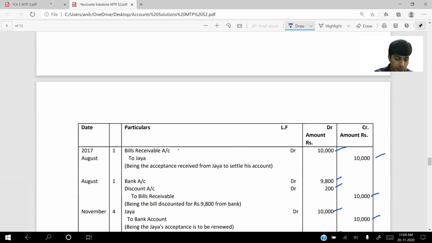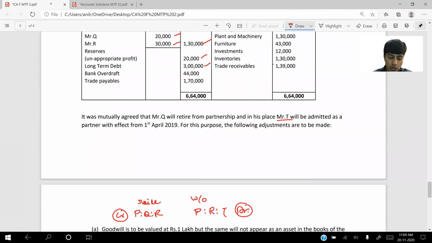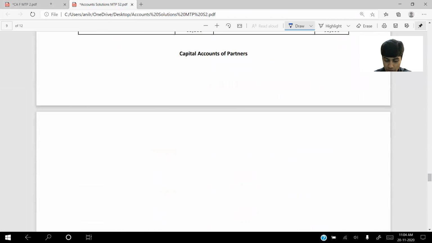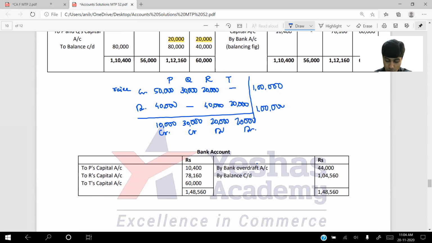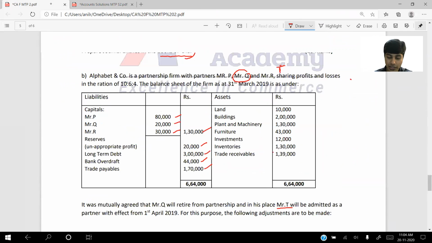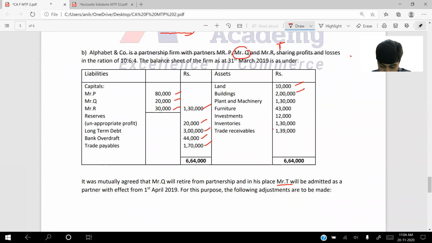Perfect. Next, what else? Bank overdraft 44,000. This would also go to the balance sheet. To this, you will add that bank overdraft that will arise in that particular partner's capital account. I think we prepared the bank overdraft account. I'll show you the opening balance. Overdraft 44,000 opening balance. Then we're done with that. 1,70,000. This will go to the balance sheet. Assets 10,000, 2 lakh. This will all go to the balance sheet.